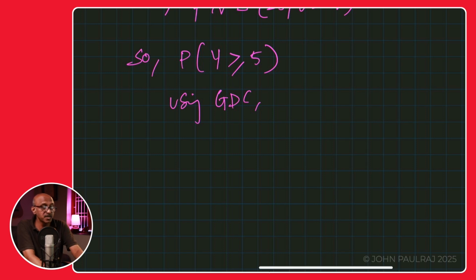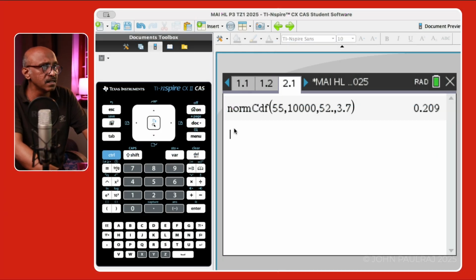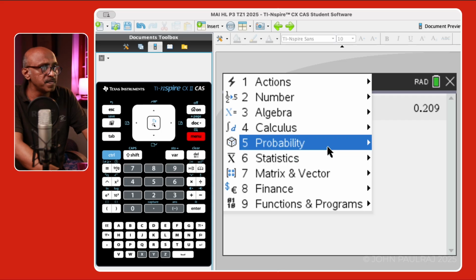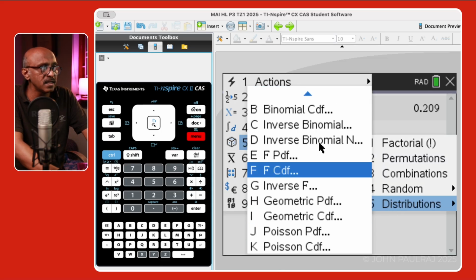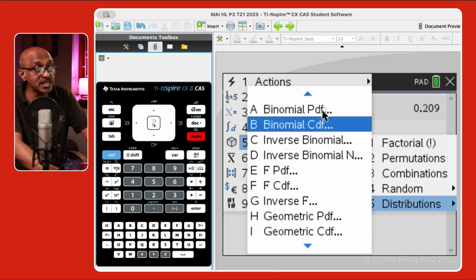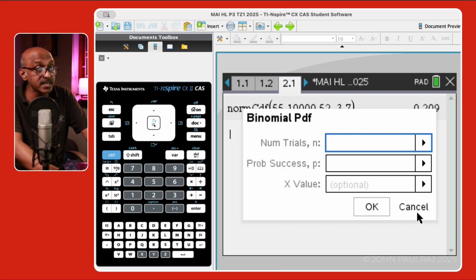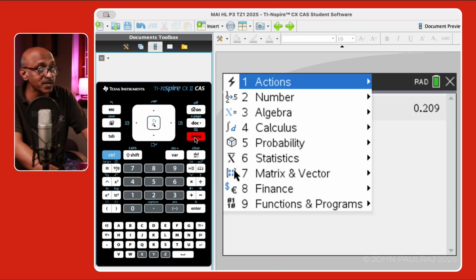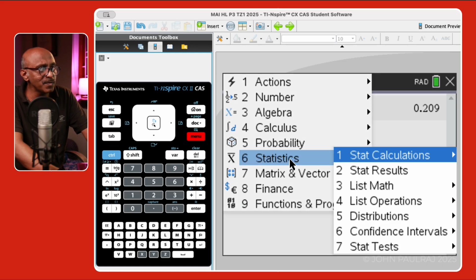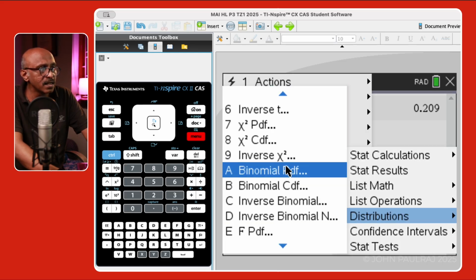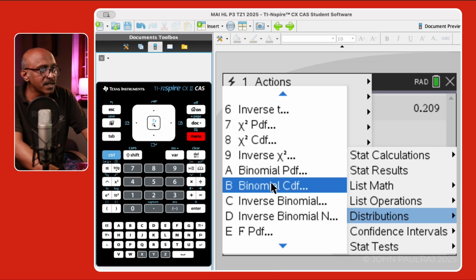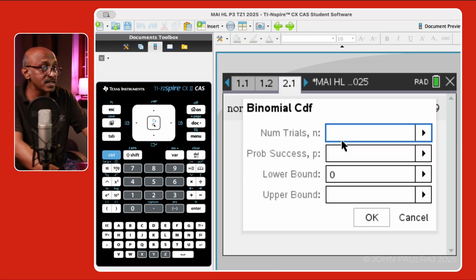Okay, so jumping to the calculator: menu, probability, distributions again, and binomial CDF, not PDF. Did I say? Oh, I said CDF and it came to PDF. Okay, be careful. I keep saying be careful, and then I'm the one who makes these mistakes, right? Distributions and binomial CDF. There you go. Okay, CDF, number of trials. This entry screen, copy down as it is.